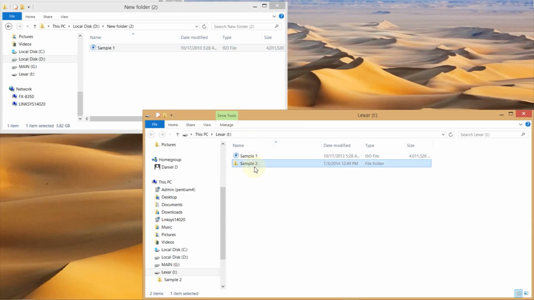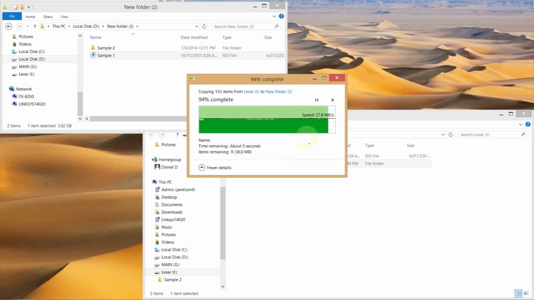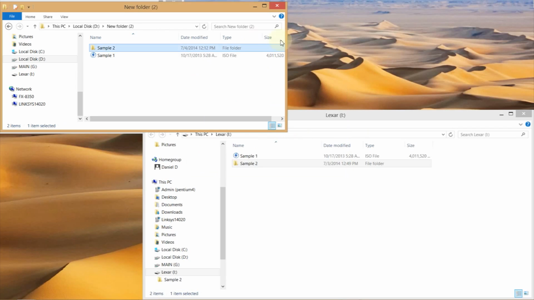Now we'll try sample 2. A bit faster with the read speed now, about 27 megabytes per second. Okay, that was the read speed and write speed over USB 2.